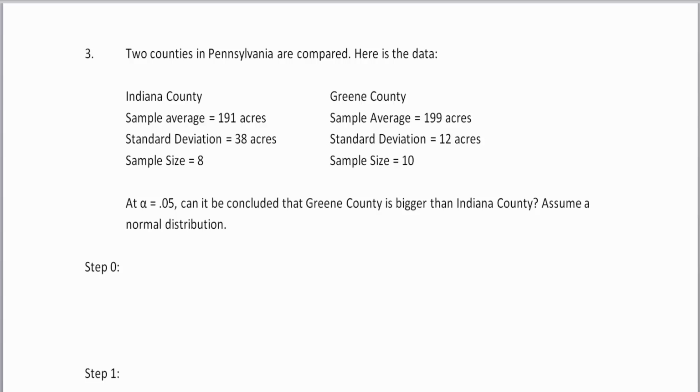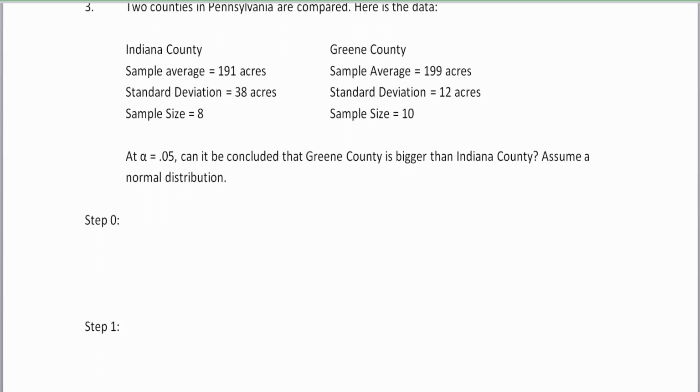Okay, so for this third problem, we are going to compare some large farms in these 2 counties in Pennsylvania. So Indiana County has 8 farms with an average of 191 acres, give or take 38 acres. And in Greene County, they have 10 farms with an average of about 199 acres per farm, give or take 12. At a 5% level of significance, can it be concluded that Greene County's farms are bigger than Indiana County's farms? So let's go and test this out. Now, step 0 is not needed here because everything's kind of given to us in a table-like format.